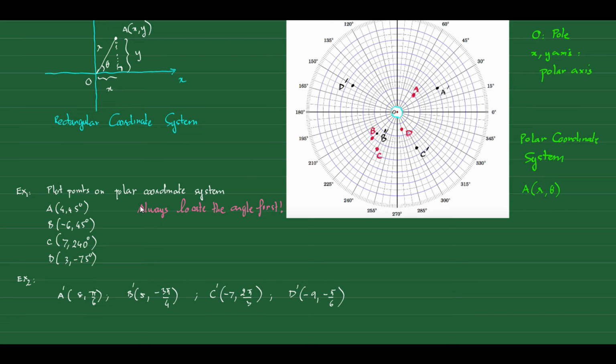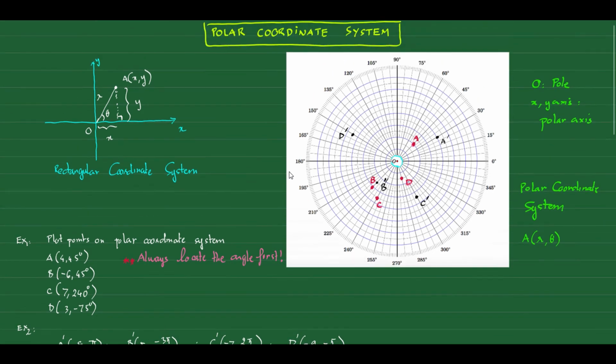So the trick over here is very important. If you don't follow this trick, it's very easy to get wrong. So this is very important right here. I'm going to put a star right there. That is how you locate a point on a polar coordinate system.